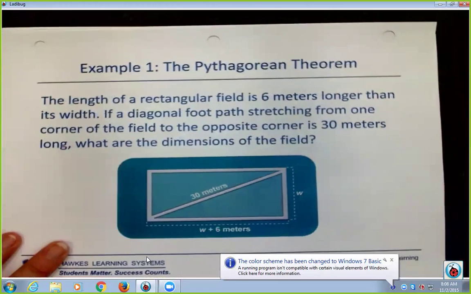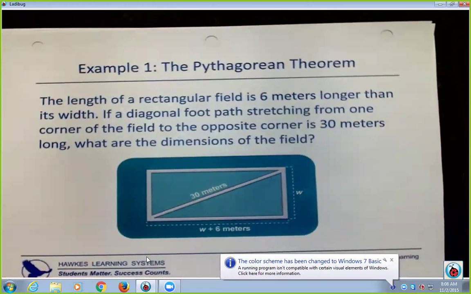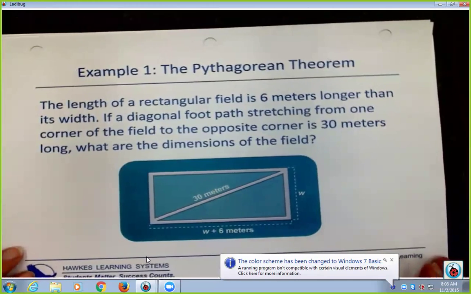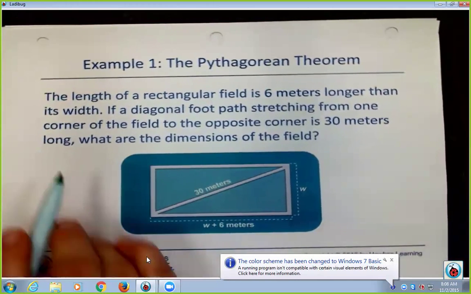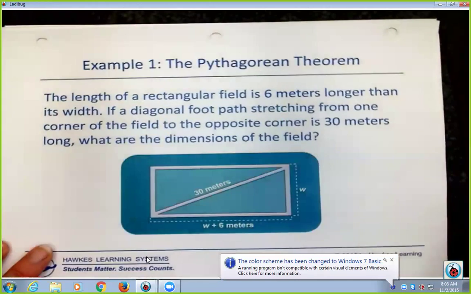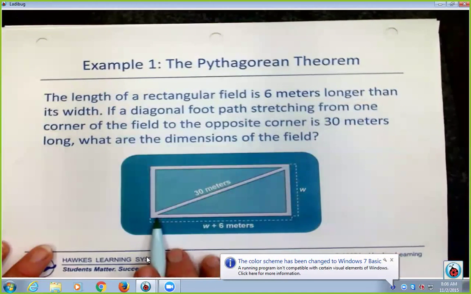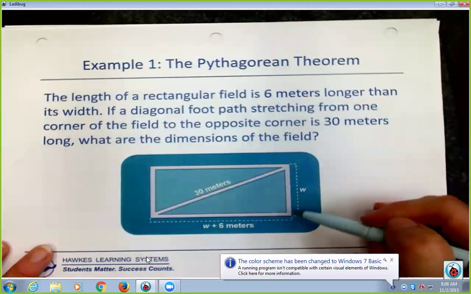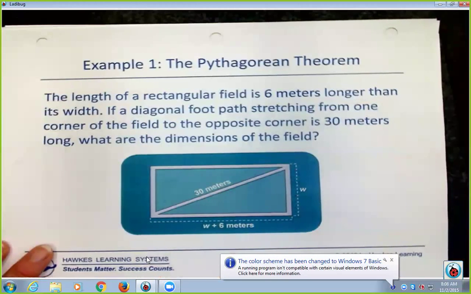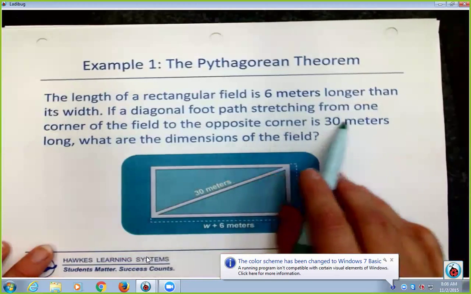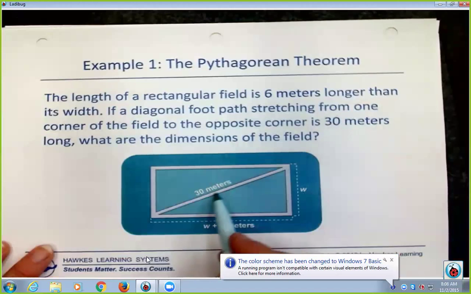Now these are examples that are in here. There's 3 of them, and then we will go to your sheet. There's a few that we need to take a look at that were in the PowerPoint stuff so that we can go through those and see what happens to them. It says the length of a rectangular field is 6 meters longer than its width. So the length and the width of this playing field is what we happen to have. From one corner of the field to the opposite corner is 30 meters. So if you cut right straight across it, you end up with 30 meters.